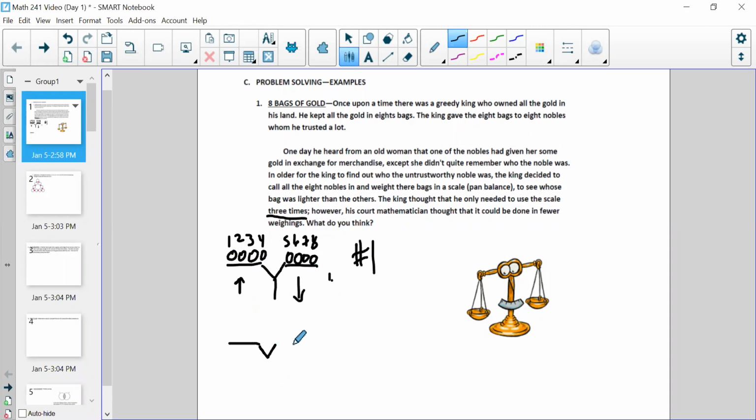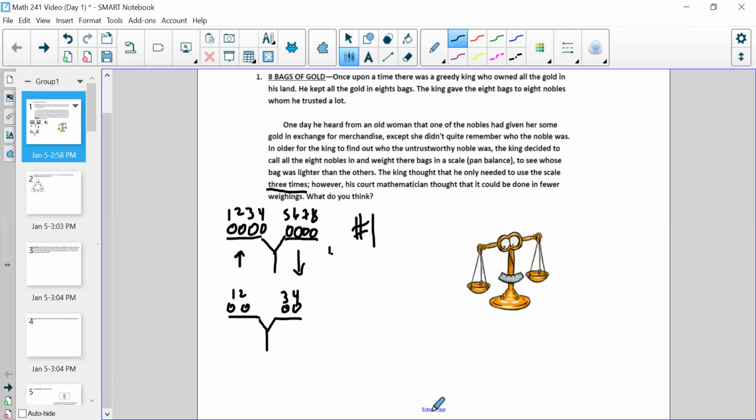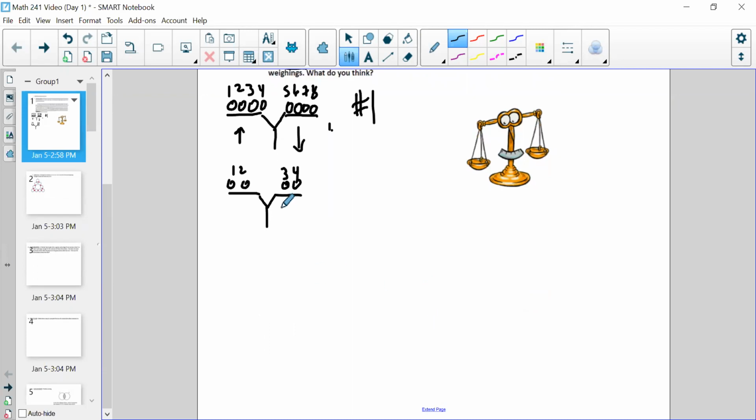And then since we know the cheat is over here, we would take bags 1 and 2 and 3 and 4 and put them on this side. And let's say that this side was heavier, this side was lighter, so now we know the cheat's over here. Well, that's your second weighing.